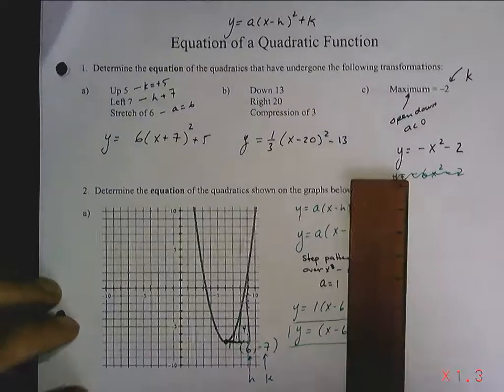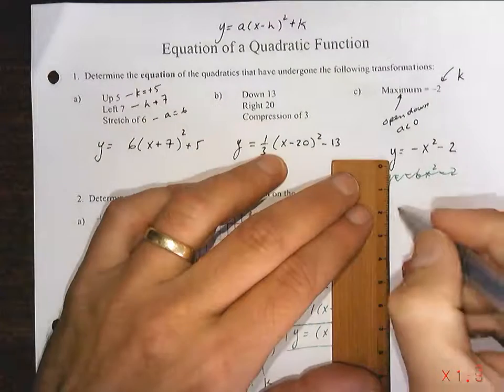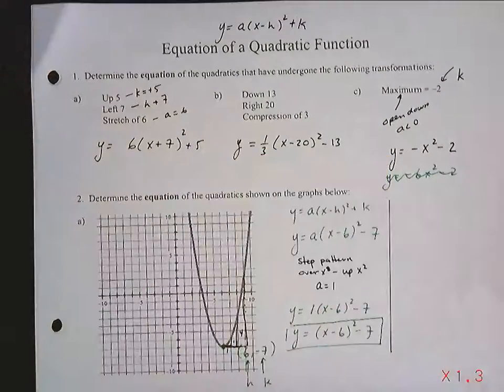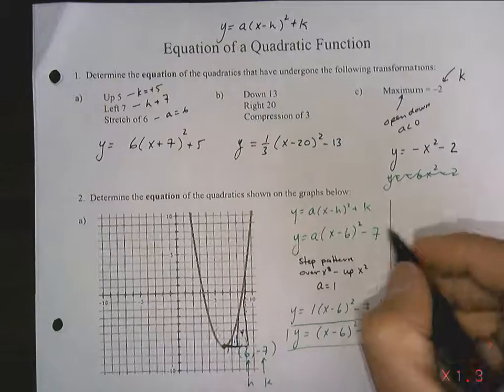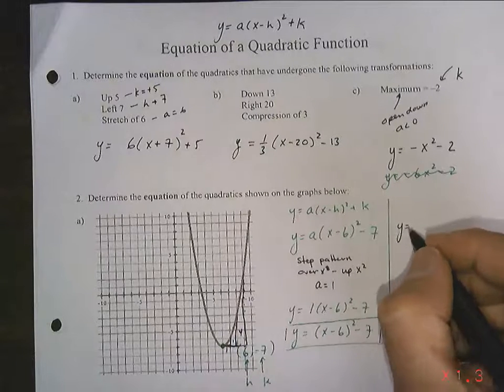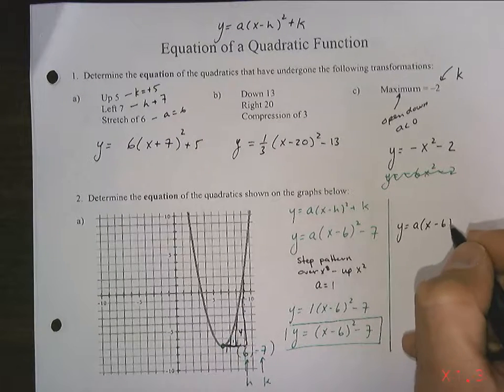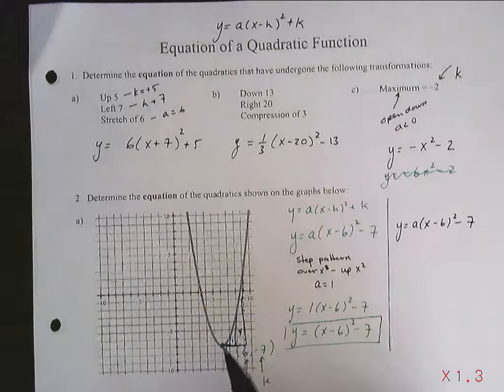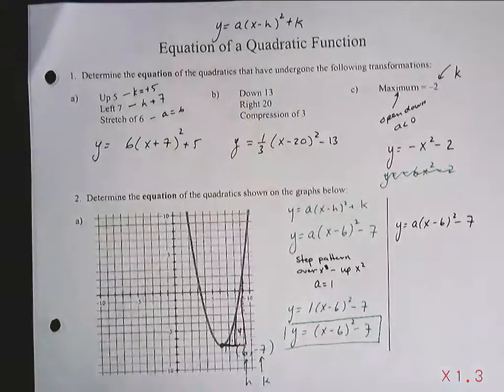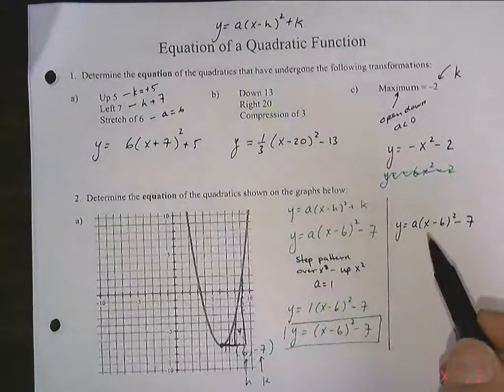Now I'd like to call your attention to something just for a moment, because it's not always going to be so easy to do that step pattern. Let's go back to this point: y equals a(x minus 6) squared minus 7. Remember, we got that by looking at the vertex, so we don't know the a value. Here's another way of doing it.